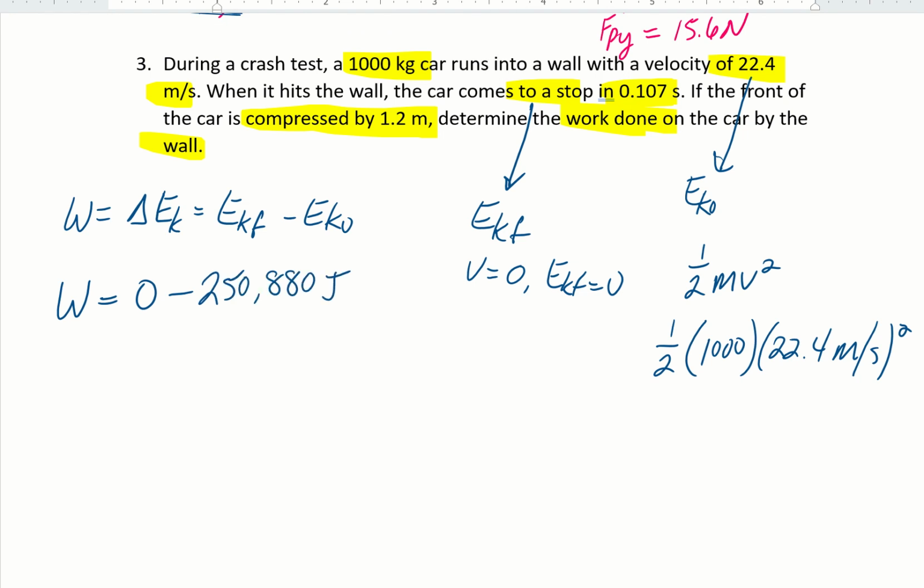For my EK initial. So my work is, again, the negative is less consequential here, but what that's saying is that because you're coming to a stop, you have negative 250,880 joules, so you're losing kinetic energy. But that would be the work done on the car. Easy enough. All right, let's move on.